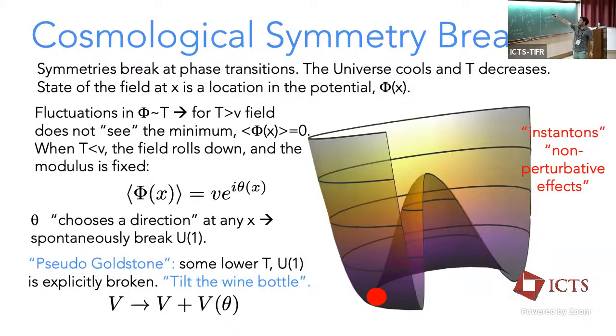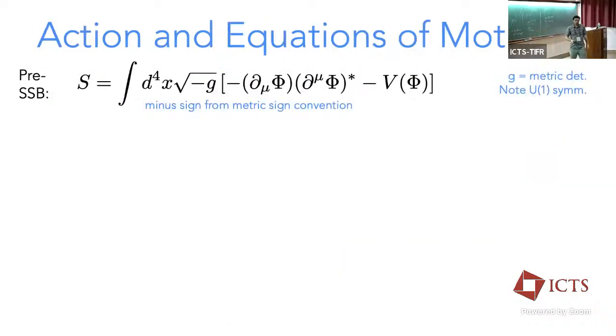In QCD, particle physics jargon, the thing that does this tilting is something called an instanton or a general non-perturbative effect. But that doesn't matter for us for the cosmology here. The point is something tilts the potential. So what are the action and the equations of motion?